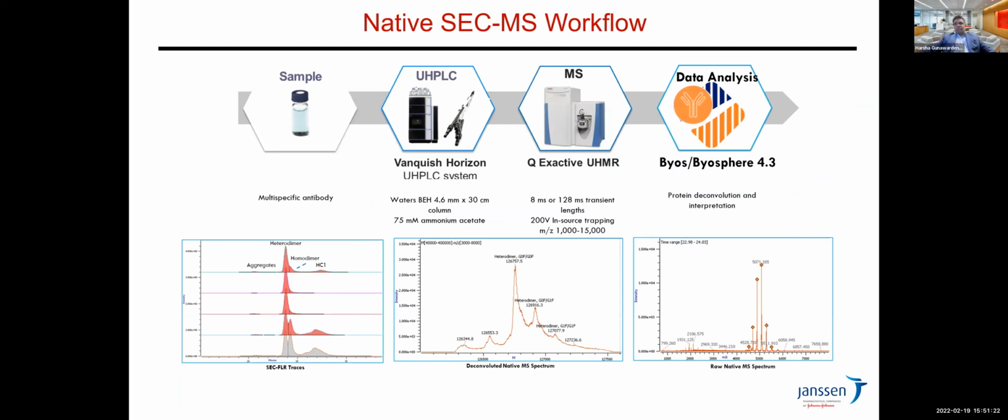Here's our current native mass spec workflow, which we have recently added to the Biosphere automation module. The native MS spectra are automatically deconvoluted along with their fluorescence tracers, which allows for both peak identification as well as quantitation.